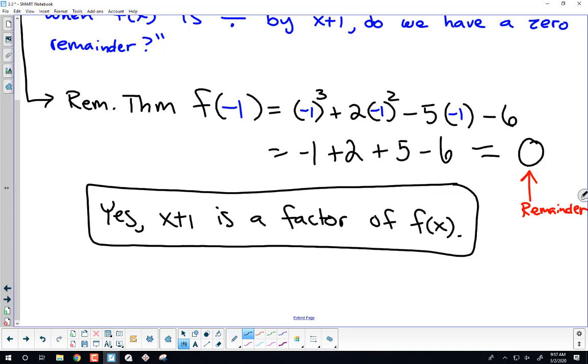Does anyone have questions on that? Very, very similar to what we did in 3.2. It's just phrased differently, but you are talking about the same thing.